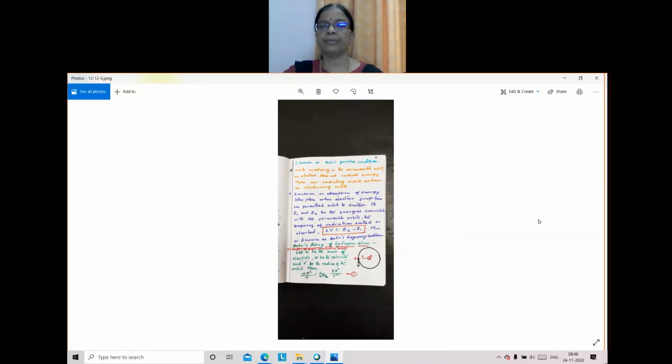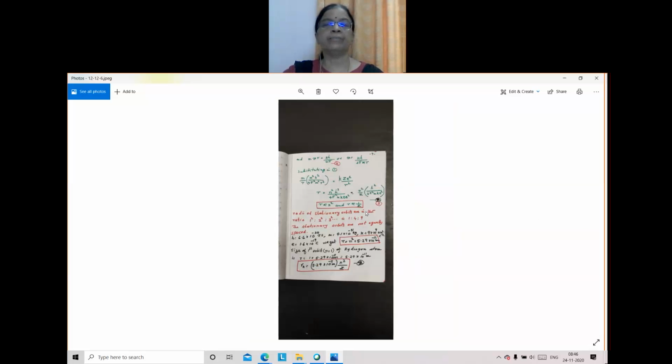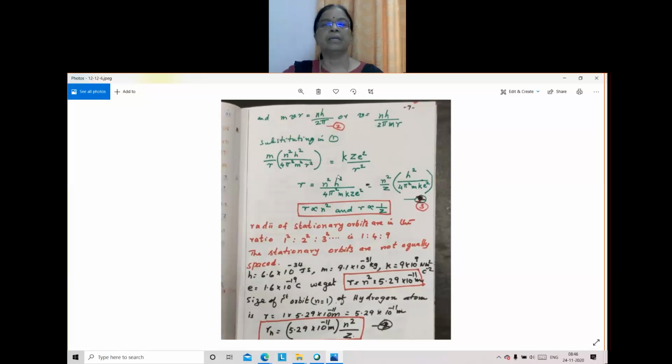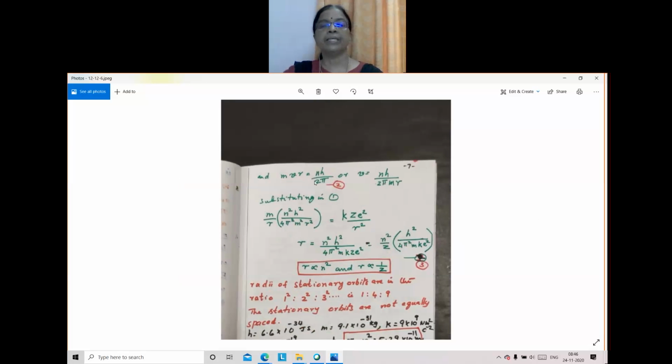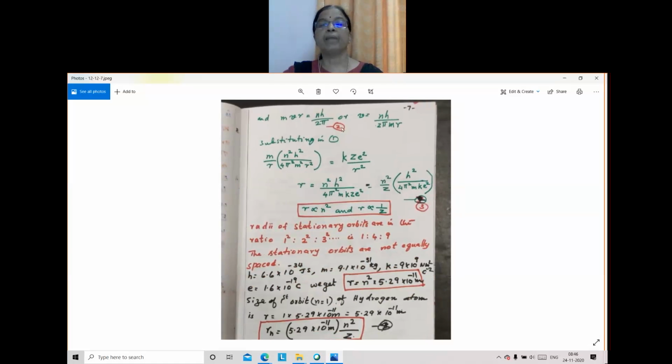Okay. So that equation is written, and from that you have to find the radius. Then angular momentum is an integral multiple of h by 2 pi. That is the second condition, the second postulate of the Bohr atom model: mvr equal to nh by 2 pi. From that we take v.